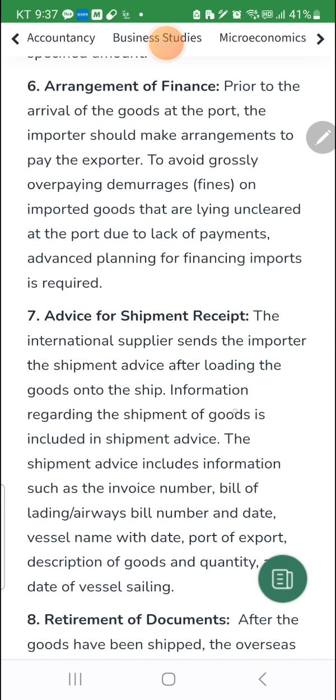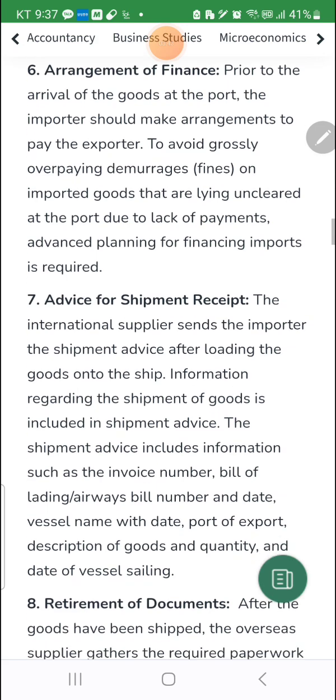7. Advice for shipment receipt. The international supplier sends the importer the shipment advice after loading the goods onto the ship. Information regarding the shipment of goods is included in the shipment advice.